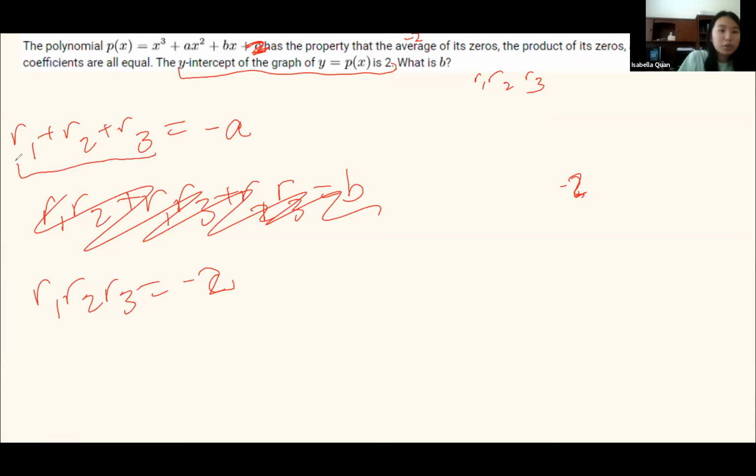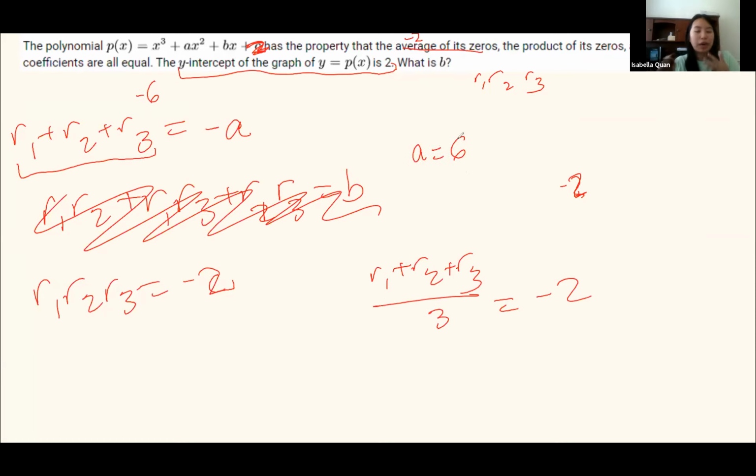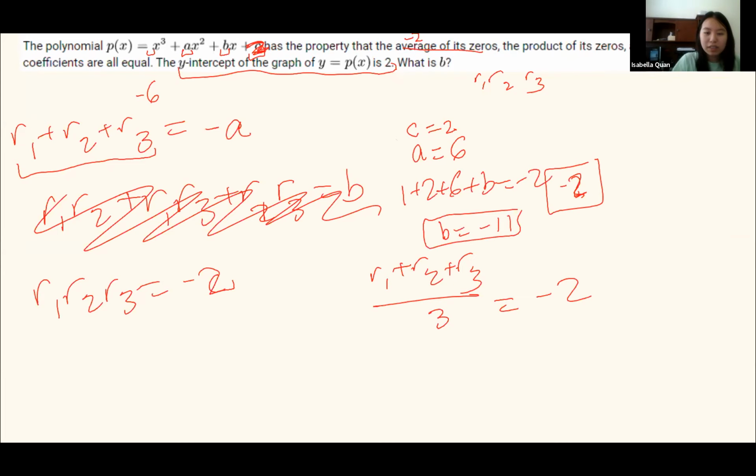Now we have R1, R2, R3. The average of its zeros, R1 plus R2 plus R3 all over 3, is going to be negative 2. So this is actually going to be negative 6. And negative 6 is negative A, so A is equal to 6. This is actually some good practice for our next question, in that you want to write out all of your coefficients and known stuff somewhere so that you don't forget about them. Also remember, since everything adds up to negative 2, we have a 1 here, a 2, a 6 here, and a 2 here, which means we still have a b. So 1 plus 2 plus 6 plus b is negative 2. And then when you calculate that out, you should get that b is negative 11. So for everyone who said negative 11, nice job.